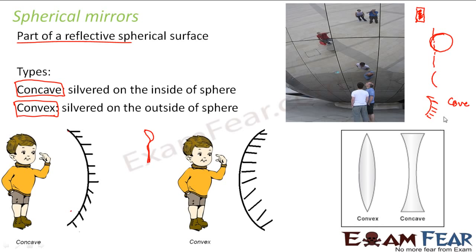Convex means outside will be silvered. Right? So outside will be silvered. That would mean somewhat like this. This is silvered. So this is not silvered. So this is your convex. Correct?